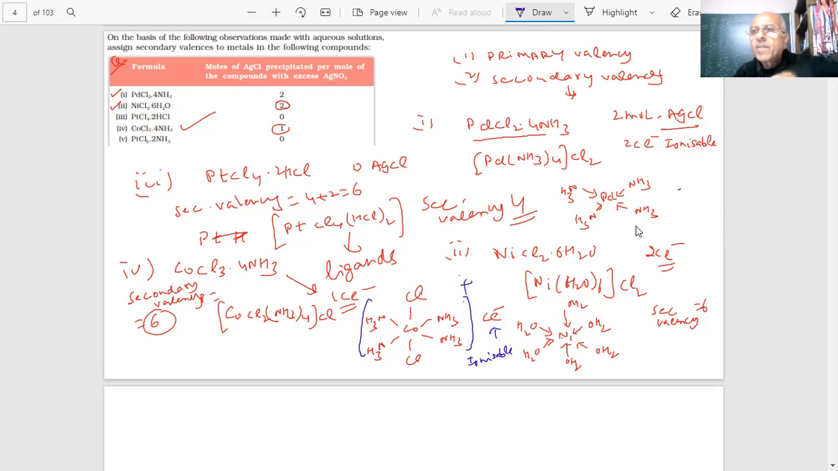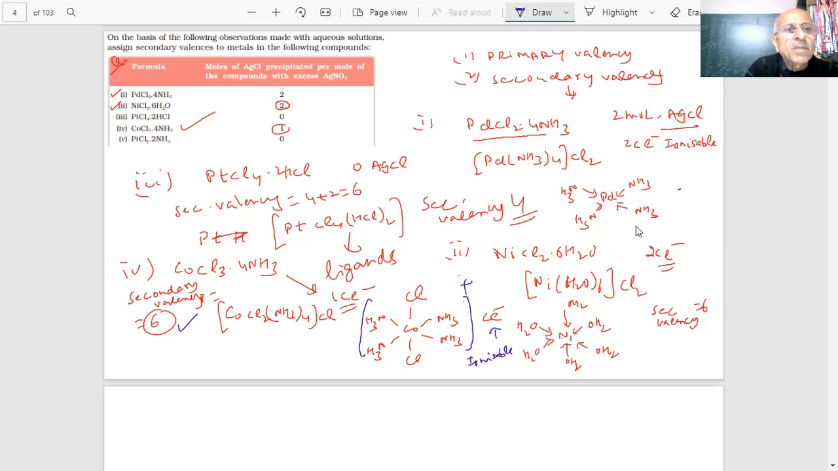Primary valencies, we have already told you, student, are satisfied by the negative ions or anions. So in this case, how many groups are bonded to the cobalt? 6. So the secondary valency is 6.